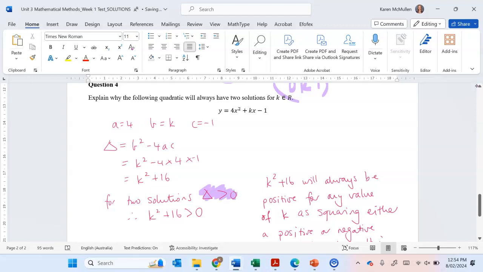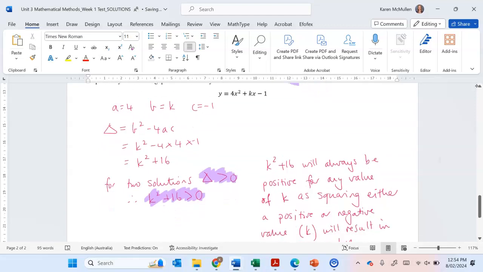Now, this is more typical of a SAC question. It requires you to think about what is actually happening, and most of you were able to get the discriminant, which is, if we just left it as k squared plus 16. Now, because k squared plus 16 has to be greater than 0, we're not solving for k, we're explaining why we will always have two solutions.